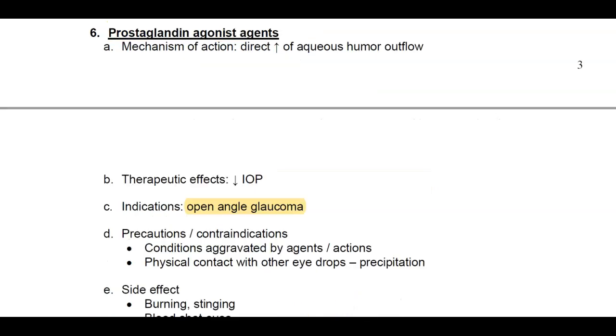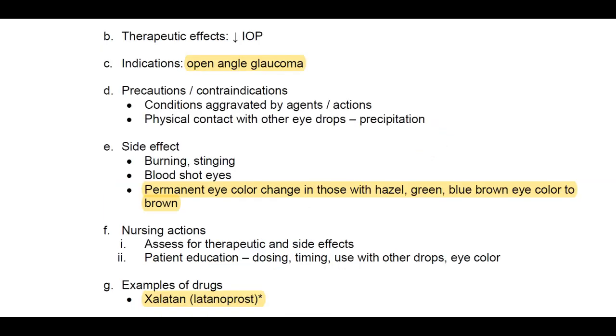Prostaglandin agonist agents, their mechanism of action is increase of aqueous humor outflow. The therapeutic effect is to decrease intraocular pressure. The indication for this drug is open angle glaucoma. If this drug works by increasing the aqueous humor outflow, you have to have open angle glaucoma, because if it's closed angle, even if it's trying to increase that outflow, there's really no way out if it is closed. Precautions and contraindications: same as the other one, any condition that can be worsened by these agents, then we need to keep an eye on and possibly avoid this drug.